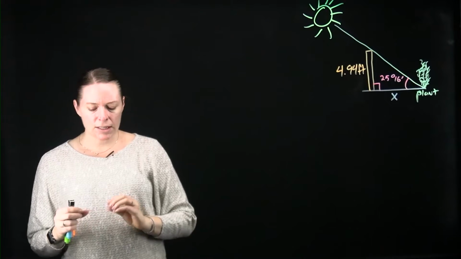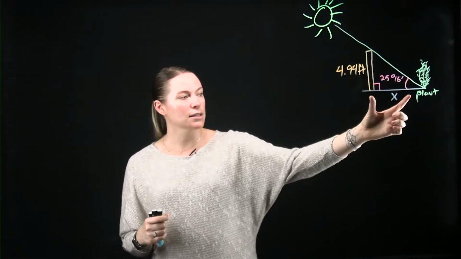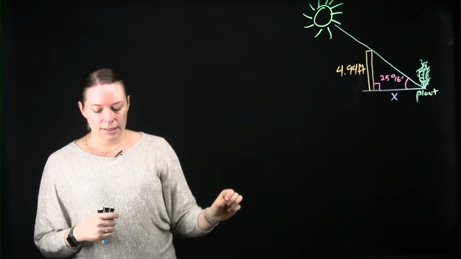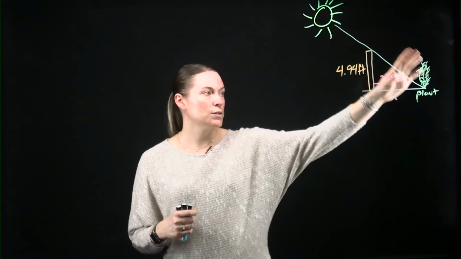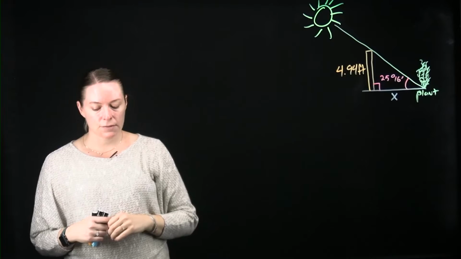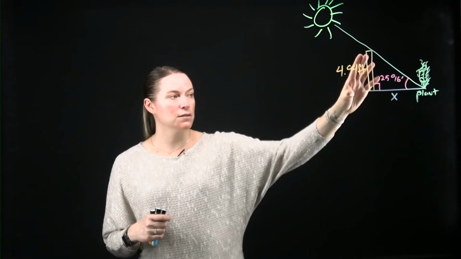Now you'll see that the next part of the prompt says to find the minimum distance x that we have here that a plant needing full sun, so in other words it always has to have sunlight, can be placed from a fence that is 4.94 feet tall.